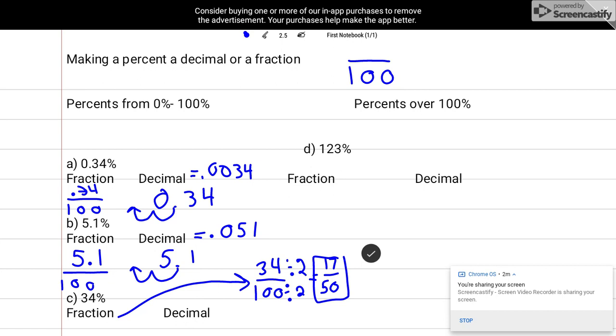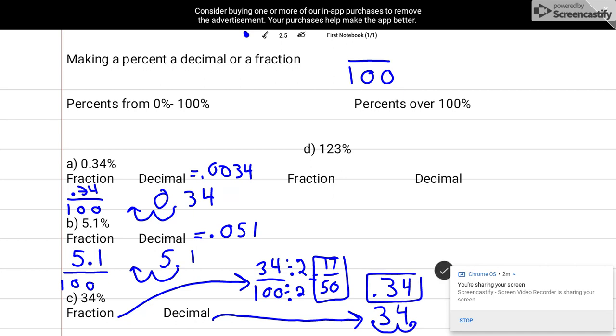If I want to make 34% a decimal, all I have to do is take 34%, write it at face value, and move my decimal point 2 places. So my final answer is 0.34 right there.